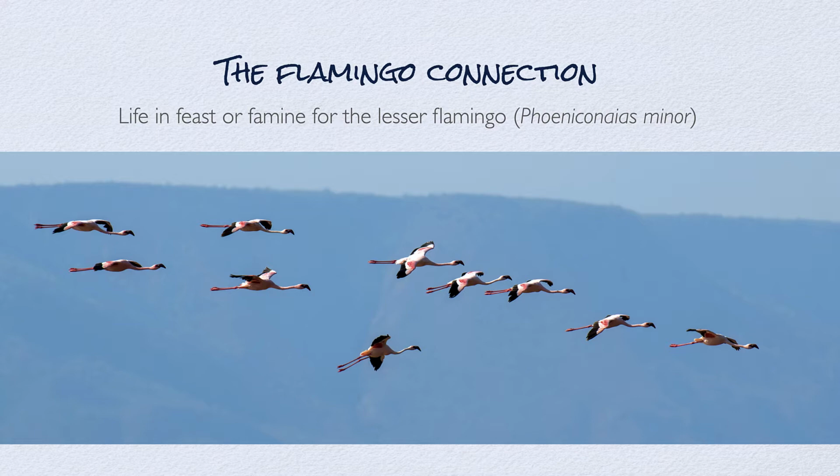And all of these lakes are characterized by fluctuating or schizohaline, mesohaline salinities. I term this response in numbers a response to conditions of what I would call feast or famine. The life of the lesser flamingo is very well adapted to flourishing in these conditions of feast or famine in these African Rift Valley lakes.